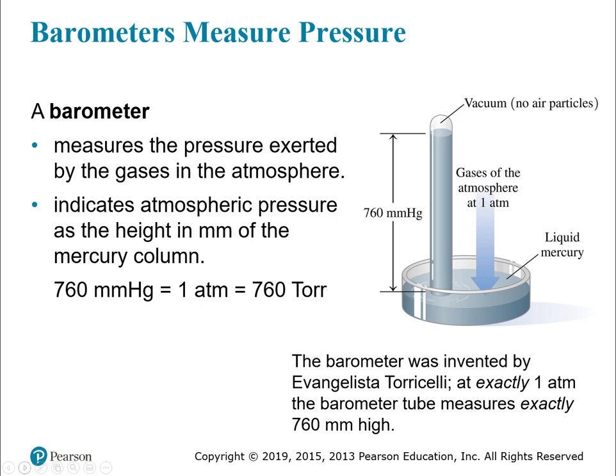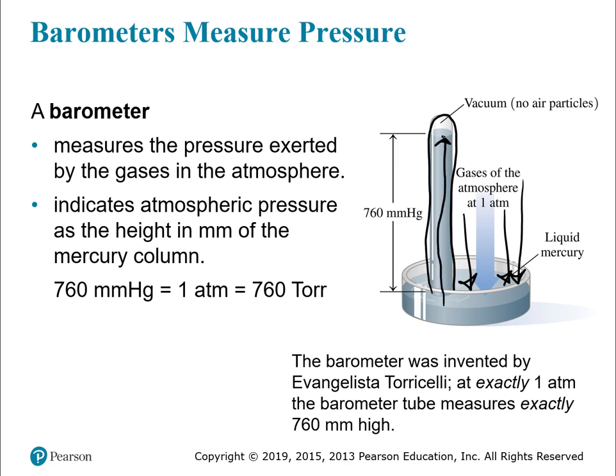The way that a barometer works is you have mercury, which is a liquid, and the gases in the atmosphere are going to push down on the mercury that's in a little container here. And you can see this little inverted tube. When the gases of the atmosphere push down, that causes the mercury to travel up the tube.